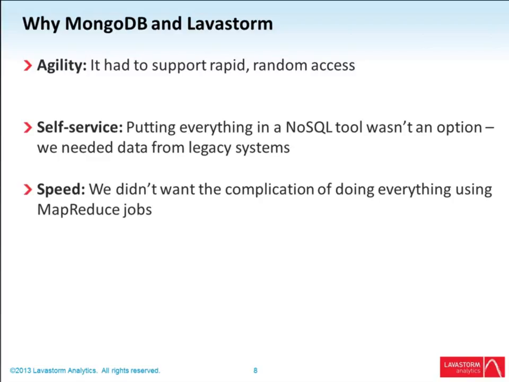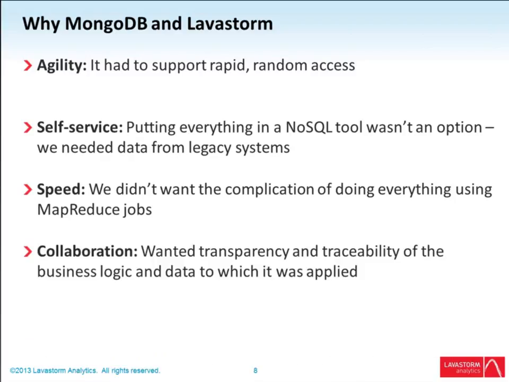Speed. As I said before, there's complication in creation of MapReduce type jobs, and then you have to wait for those MapReduce type jobs to execute over large volumes of data. That cycle can be pretty expensive if you're trying to perform an analysis where you're trying to see what the problem is, how quickly you can diagnose the problem, whether there's even a problem there. You want to be able to do this in a quick and agile way. So speed was important. And collaboration.